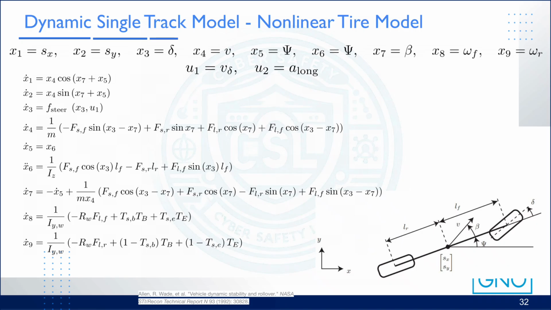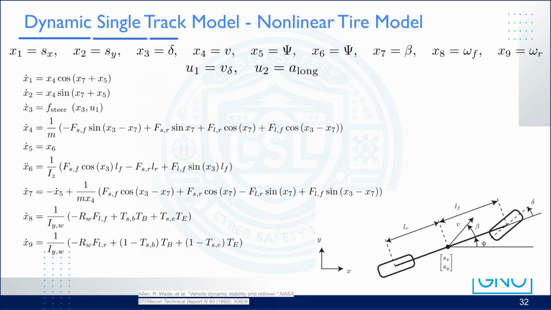The nonlinear single-track model extends the previous equations to include realistic tire forces, side slip, and wheel rotation. We define the following state variables. x1 and x2 are the vehicle's position coordinates. x3 is the steering angle delta. x4 is the forward velocity. x5 is the yaw angle, and x6 is the yaw rate. That is, how fast the vehicle is rotating.